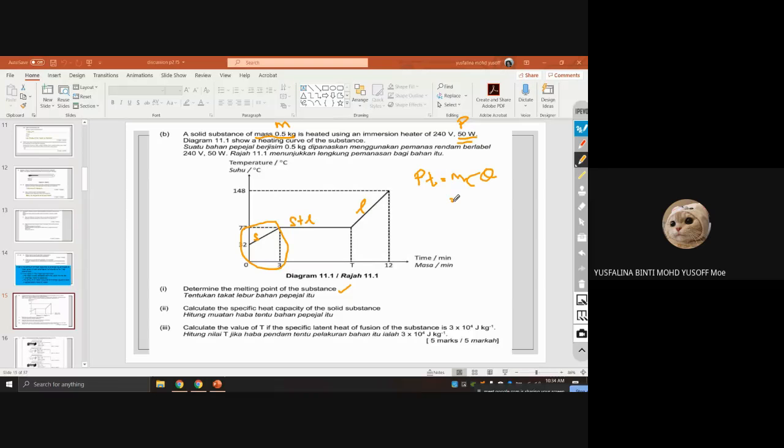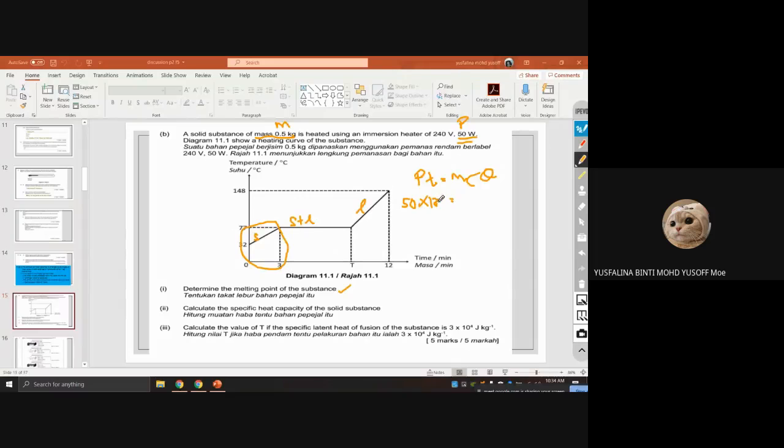m c theta equals Q, where Q is the quantity of heat. So we assume all the electrical energy provided by the immersion heater is used to convert to heat energy. P is 50, and the time must be in seconds. This one is in minutes, so change to seconds: 3 times 60, so you get 180 here.